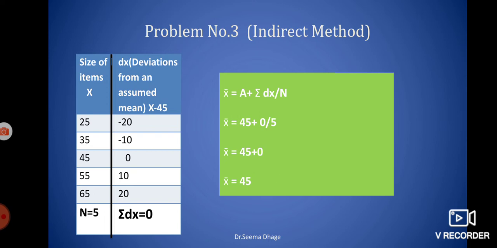Arithmetic mean is equal to 45, the assumed mean, plus sigma dx, which is equal to 0, upon the number of items, 5. So 0 upon 5. Arithmetic mean is equal to 45 plus 0. Arithmetic mean is equal to 45. You can observe that whether it is direct method or indirect method, you will get the same answer.